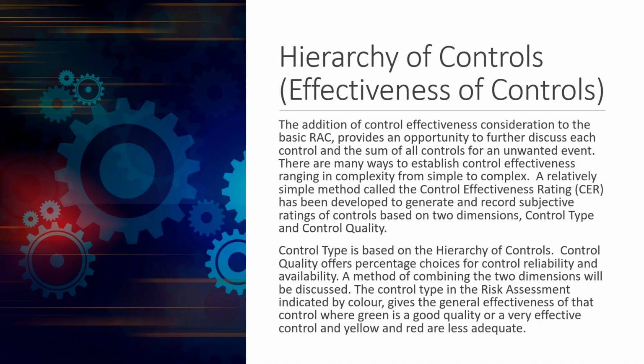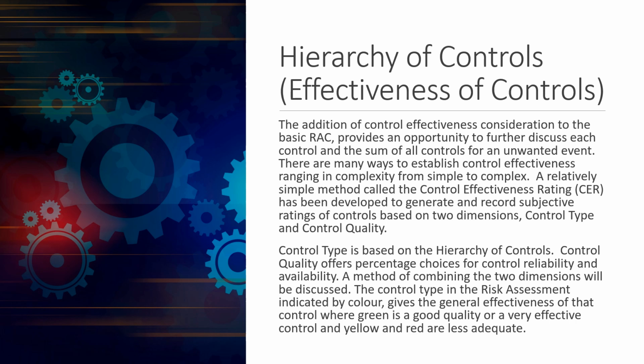Hierarchy of controls or effectiveness of controls. The addition of control effectiveness consideration to the basic risk assessment controls provided an opportunity to further discuss each control as well as the sum of all controls for an unwanted event. Now, there are many ways to establish control effectiveness, ranging in complexity from simple to very complex. A relatively simple method called the Control Effectiveness Rating, or CER, has been developed to generate and record subjective ratings of controls based on 2 dimensions. This is the control type as well as the control quality.